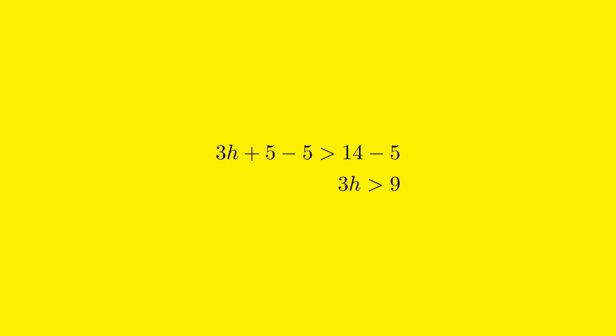Now, the inequality 3h greater than 9 is in a simpler form. At this step, our goal was to move the constant term to the right side of the inequality. In inequality notation, we have 3h greater than 9. Next, let's proceed to step 2.